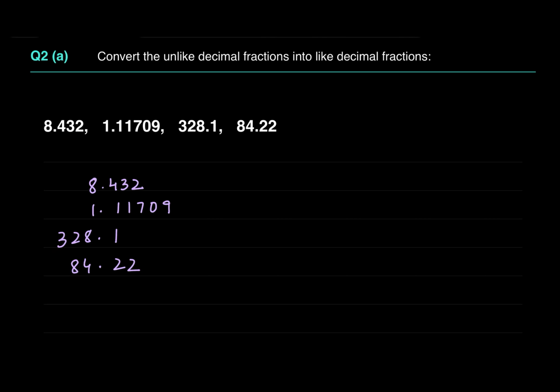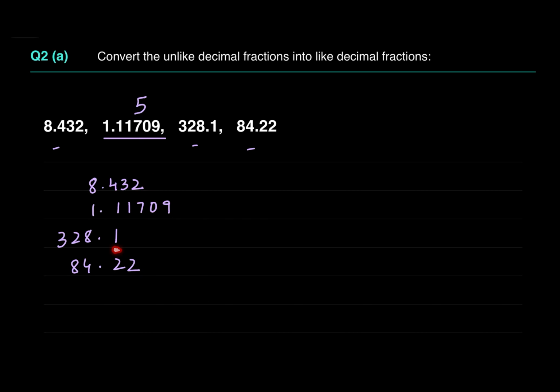How do I do that? We just have to add zeros. Firstly, look at the one which has the maximum number of decimal places. This one has 5 decimal places. So all the other numbers have to have 5 decimal places. So let us see, how do we do that? This has 3. I have to make it 5. Just add zeros after the given number. 1, 2, done. This already has 5.